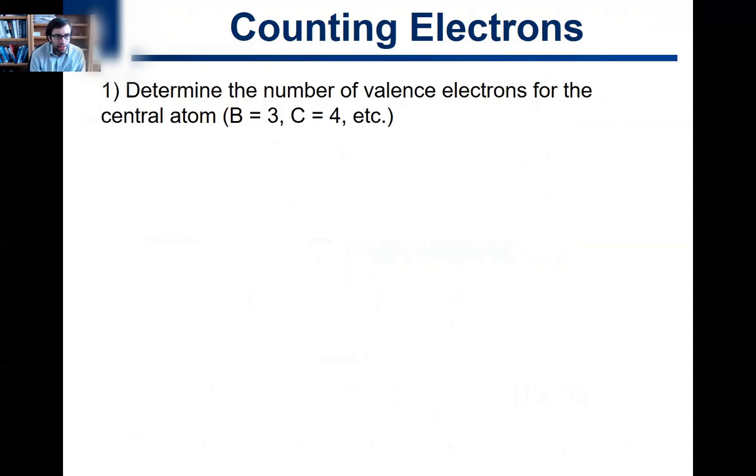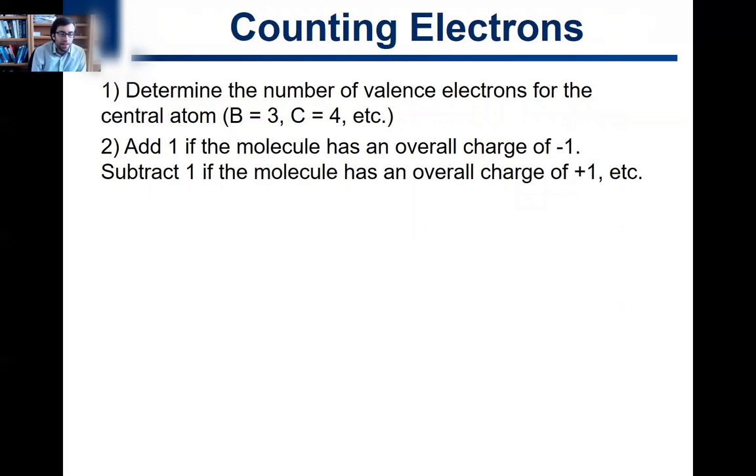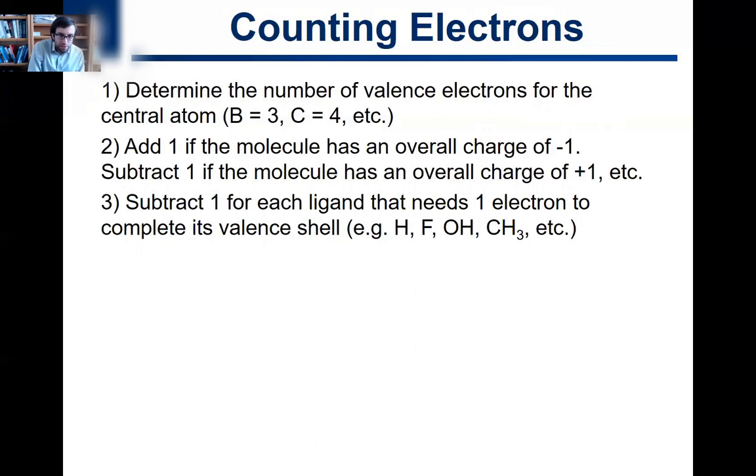Okay, so really the key here is all about counting electrons, and specifically what we care about are valence electrons, which is normally all we care about when we're talking about bonding. So you're going to first determine the number of valence electrons on the central atom. So look at a periodic table. Boron is in group 3, right? So it's going to have 3 valence electrons. Carbon's in group 4, etc. And then you're going to add 1 to that number if the molecule has an overall charge of -1, or subtract 1 if the molecule has an overall charge of +1, etc. So you have to accommodate for the overall charge of the molecule. And then you're going to subtract 1 for each ligand that needs 1 electron to complete its valence shell.